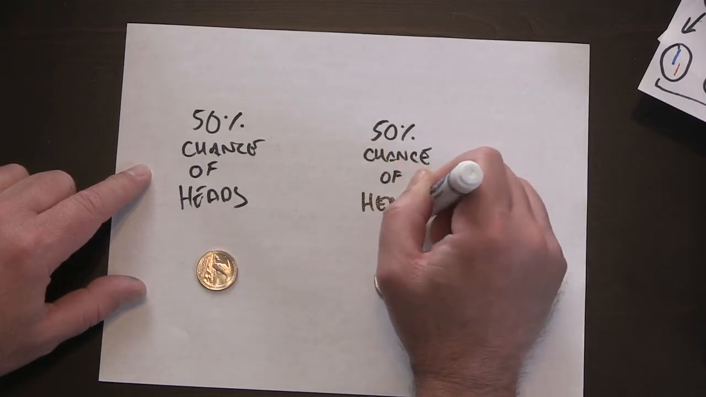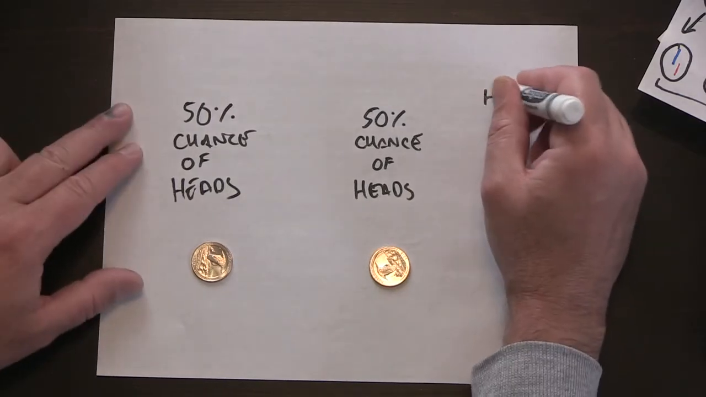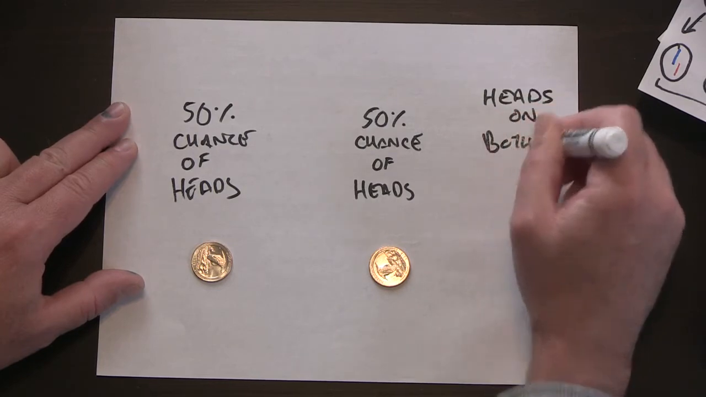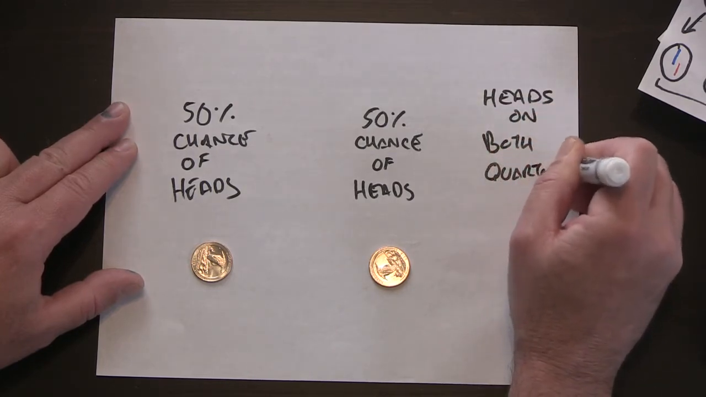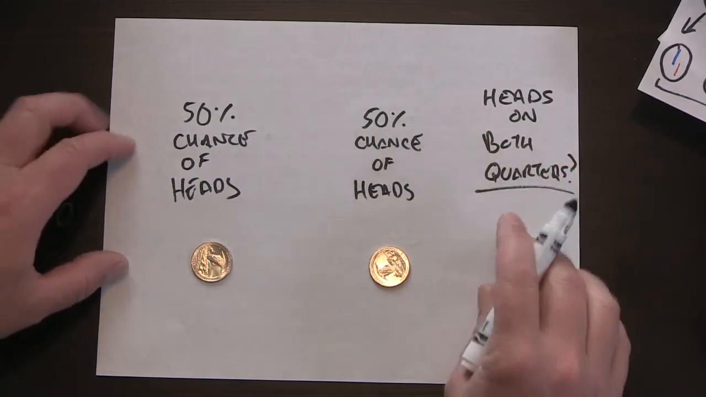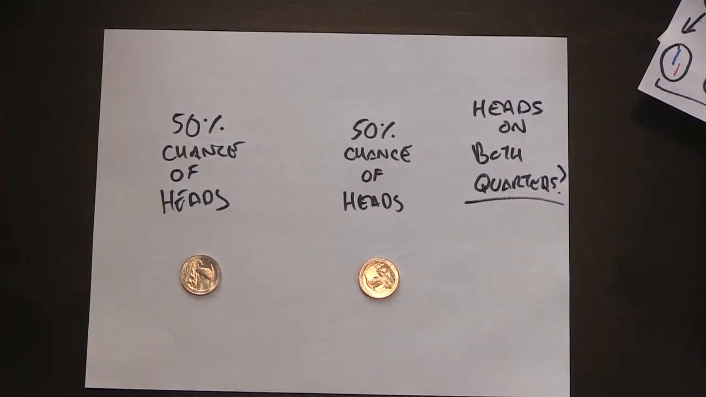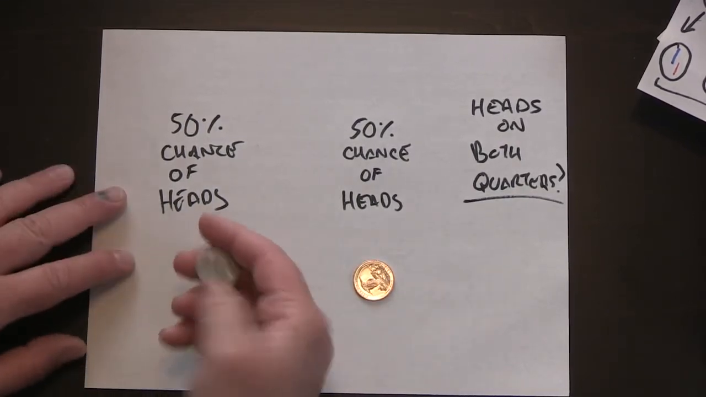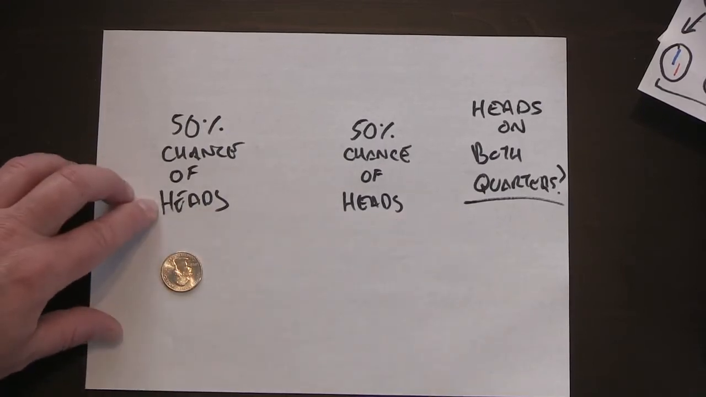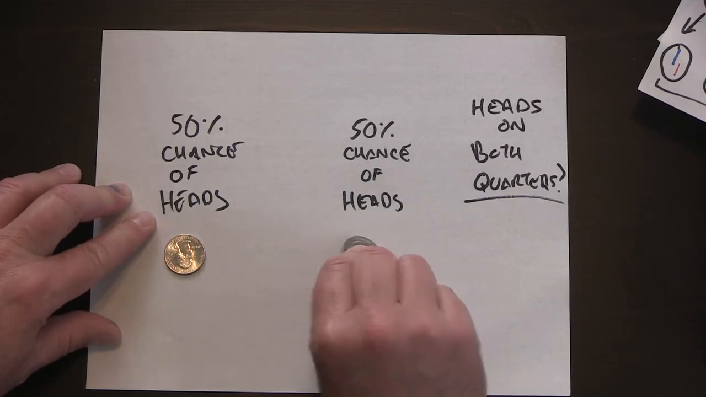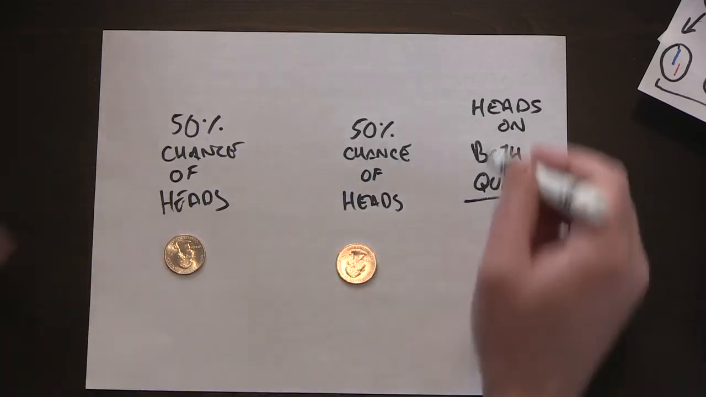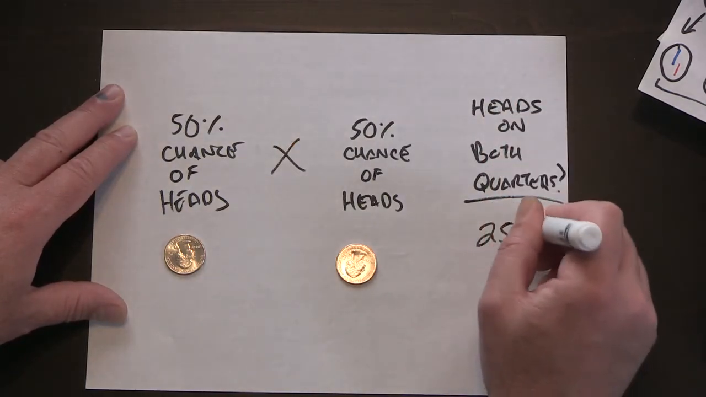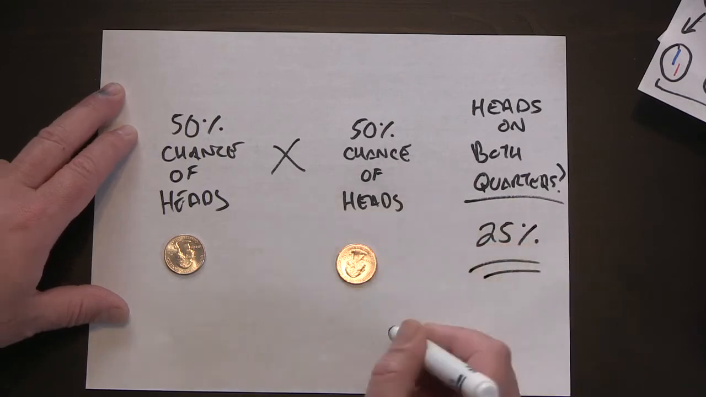What's the probability of getting heads on both quarters? It's a little tricky. If you've taken statistics, then you would know the answer, but a lot of people haven't really thought about this. In order to get the probability of getting heads on both, you multiply the probabilities together. The probability of getting heads on this quarter is 50%, and on this quarter is 50%. You multiply those together, so the chance of getting heads on both is 25%.